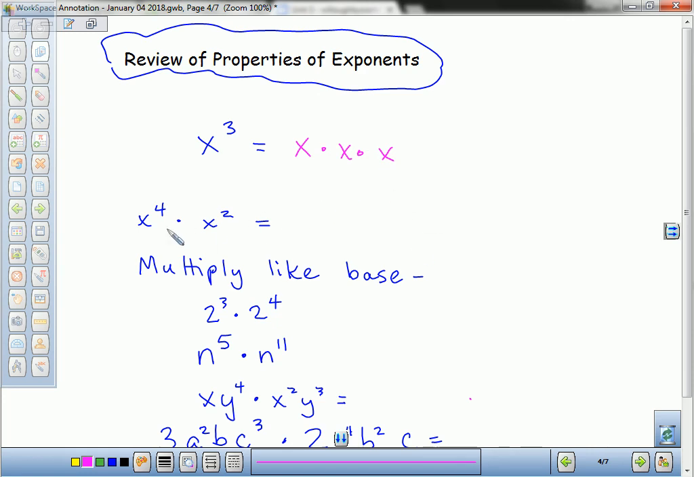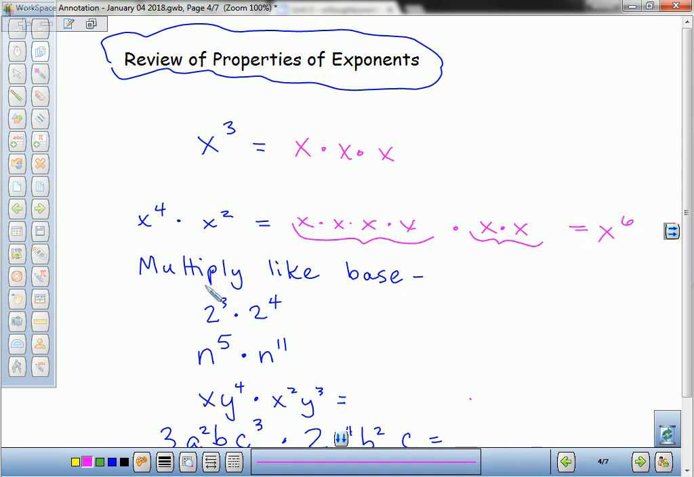So x to the 4th times x squared means x times x times x times x, 4 of them, times 2 more. This is what it means. This is a shortcut way of writing repeated multiplication. That's what powers are. So how many x's do we have? 1, 2, 3, 4, 5, 6 of them.